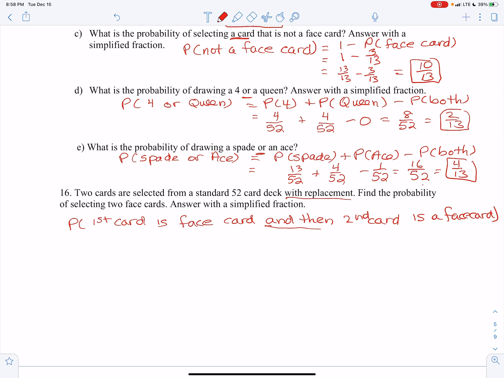So for the first card to be a face card, well, there's 12 face cards out of 52 in the deck. If we put that card back and shuffle the cards, we've restored that deck to its original condition. So there's still 52 cards. And out of those 52, there's still 12 face cards because we put it back. So you can use your fraction calculator if you want and just multiply 12 over 52 times 12 over 52. And I get 9 over 169.